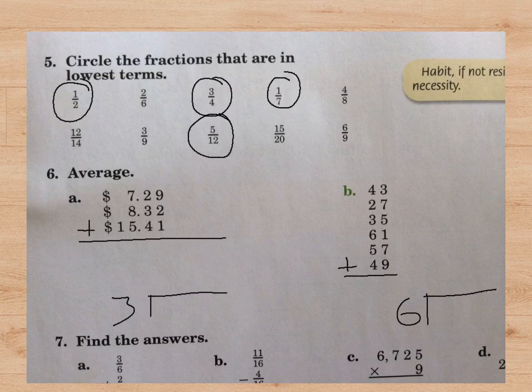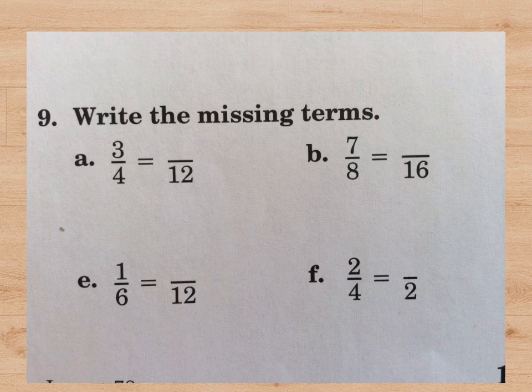And then, let's do these. These are kind of easy and fun. 4 times what equals 12? 4 times 3 equals 12. So if you do a times 3 there, you need to do a times 3 here. 3 times 3 is 9, and your answer is 9/12.